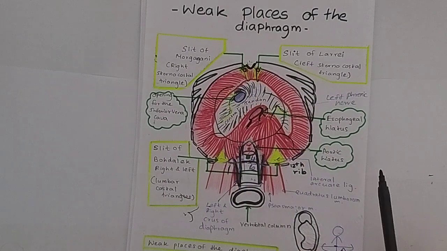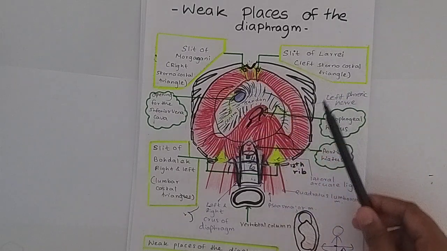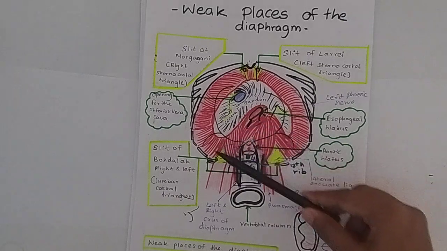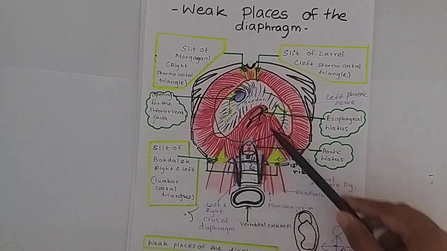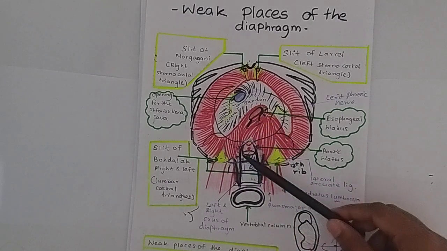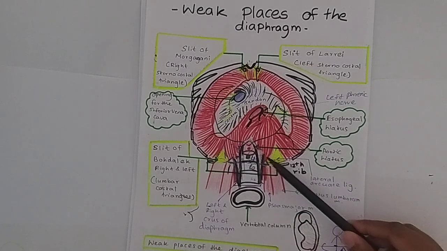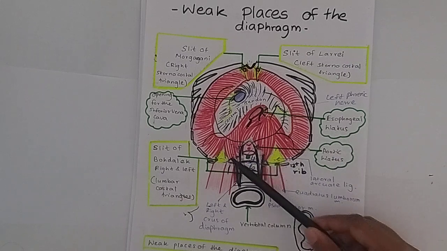So now we will talk about the parts of the diaphragm. According to the origin, there are three parts of the diaphragm: lumbar, costal, and sternal, right? First of all, we will talk about the lumbar part of the diaphragm. The lumbar part is the strongest part of the diaphragm, okay? So here there are important things in the lumbar part: the crus and two types of ligaments.